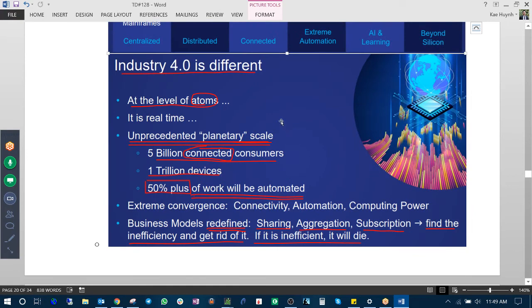Industry 4.0 is different. At the level of atoms, it is real time, unprecedented planetary scale. What does that mean? 5 billion connected consumers. We're going to be like a hive, a communicating hive, if you think about it. 5 billion connected people, right? We're more connected than ever before in history. So what business opportunities can come out of that today if we're more connected than ever?